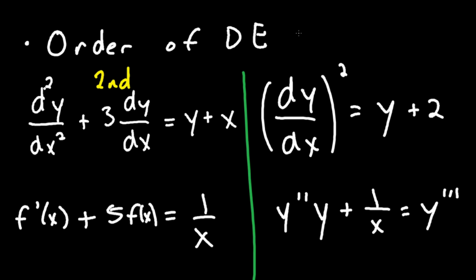Okay. Now, how about this guy right here? Well, we have a 0th order derivative. This is just the original function. But we have a first order derivative here. And we have, well, we don't have the function y here. We just simply have 1 over x. So this entire guy right here, what is the order of the derivative?